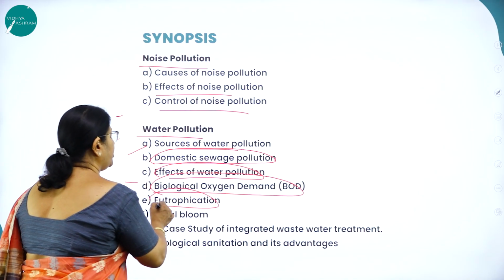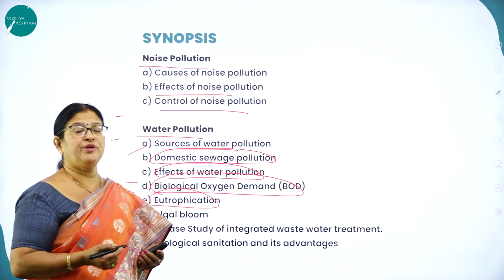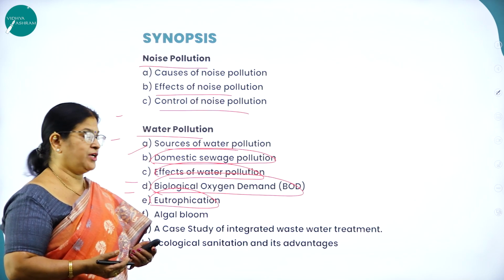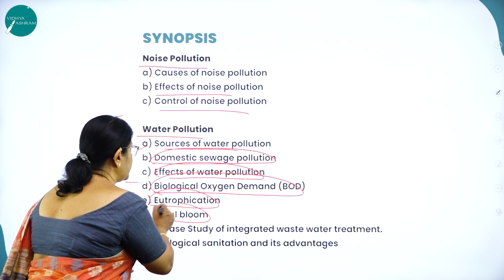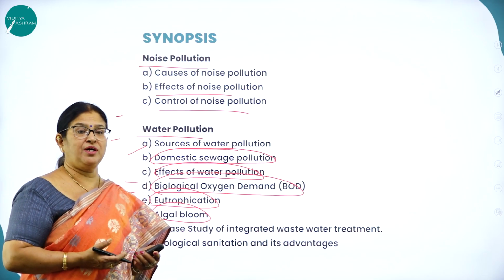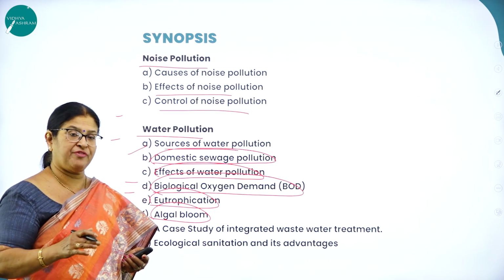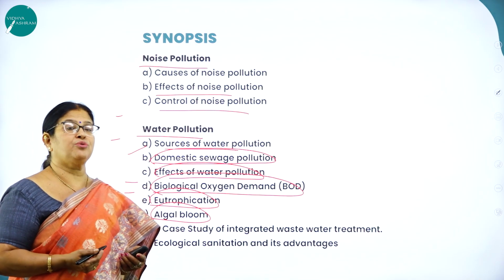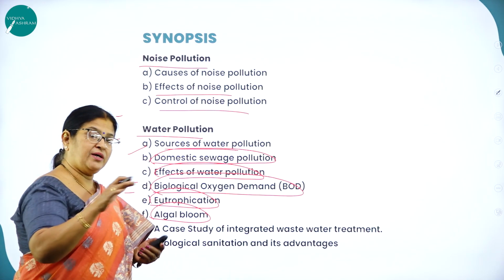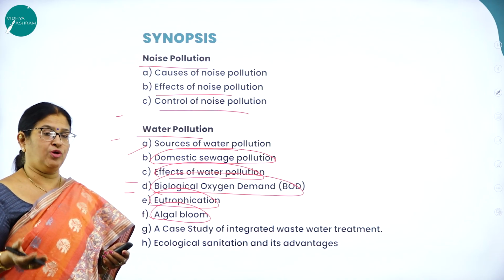Then eutrophication. Eutrophication is nothing but aging of the lake by the nutrients that are added to the water bodies. Then algal blooms. As we know, algal blooms are nothing but the undesirable growth of plants that develop on the surface of the water, the unpleasant or undesirable growth of algae on the water surface.